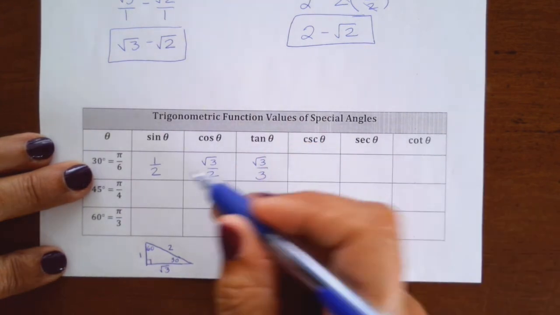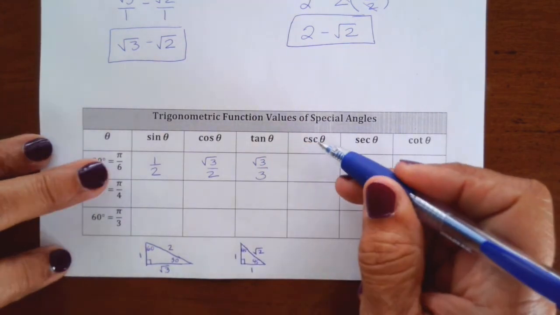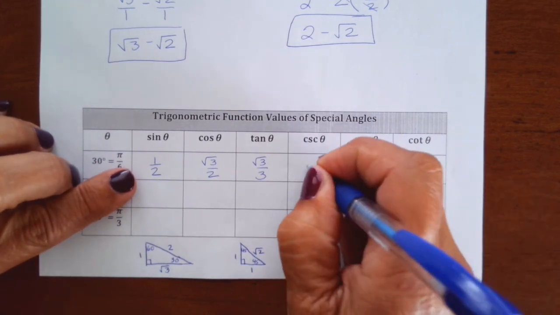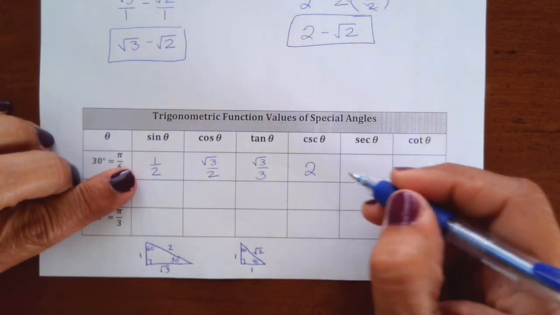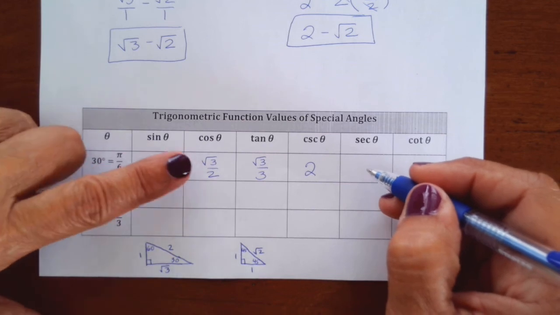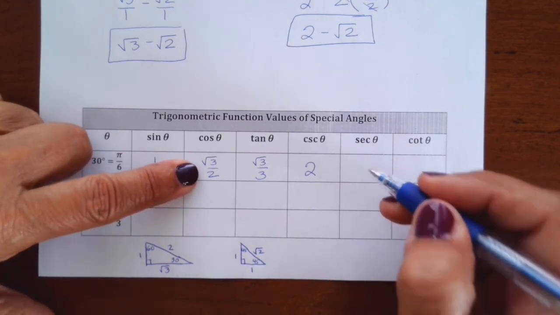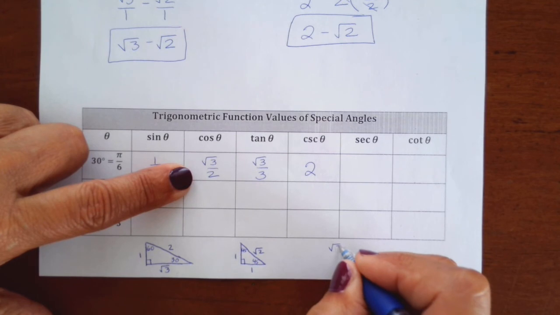Then the reciprocal functions are the reciprocals. So the cosecant is the reciprocal of sine, so that would be 2 over 1. The secant is the reciprocal of cosine, so we need to rationalize that, so I'll do that down here.